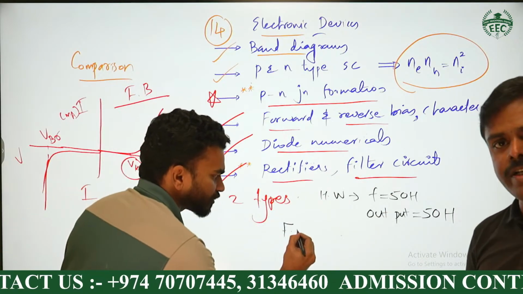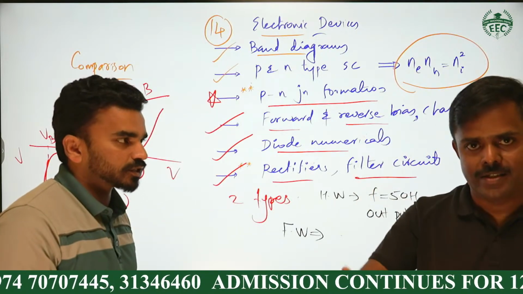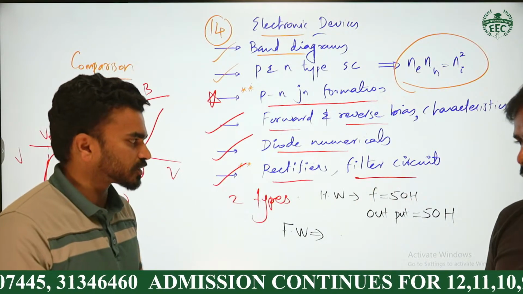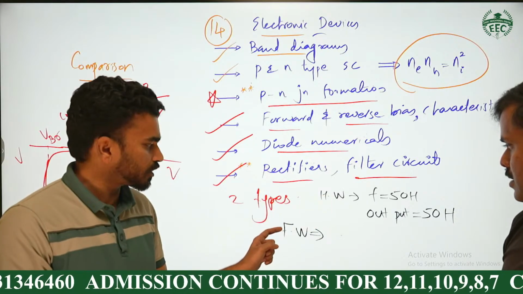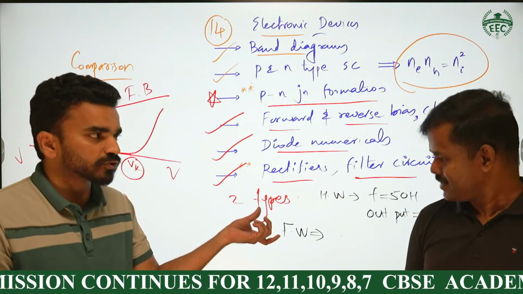For a full wave rectifier, sir, it is double, right? Double, because in every cycle the output comes twice. So the ripple frequency will be 100. Whatever input frequency is given for a full wave rectifier, take the double, right, sir? Yes, so it becomes 100. That's the 1 mark that usually comes from this part.